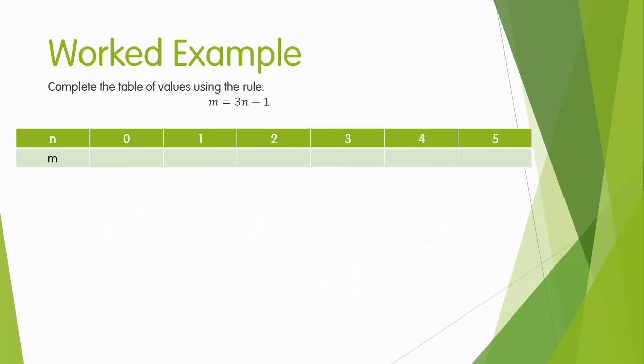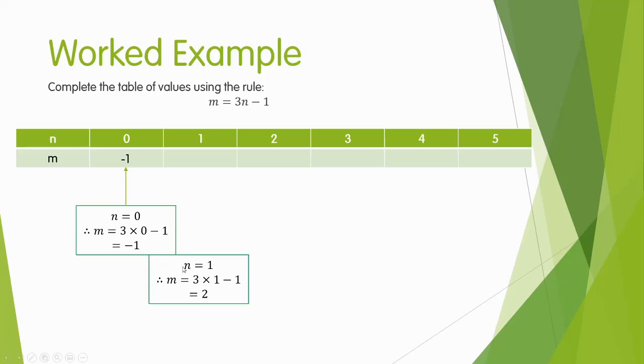Okay, the last one, this one's a little bit more difficult, but we can use the same ideas. So n, we've got our inputs up the top, 0 through to 5, m we're working out. Here's our equation, m equals 3n minus 1. So again, we start, n is 0, 3 times 0 minus 1 equals minus 1. We put it into our table. The next one, n is 1, 3 times 1 minus 1 is 2. We put it into our table.